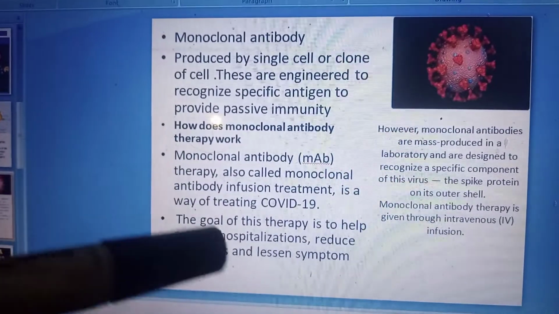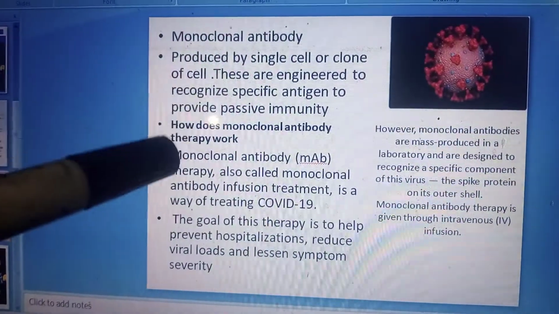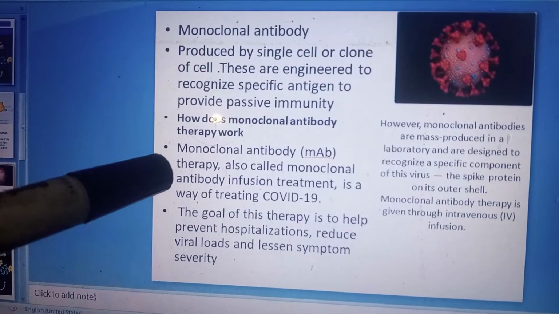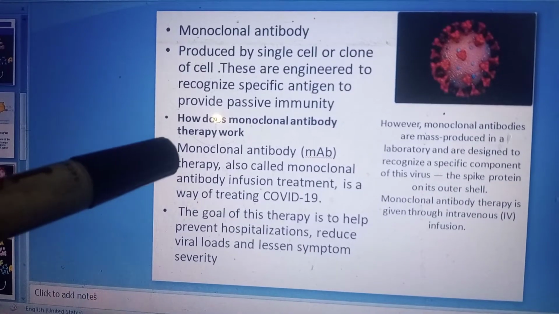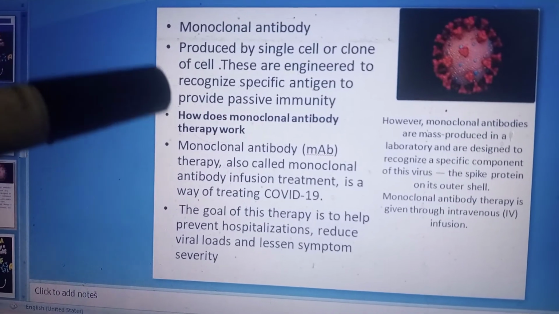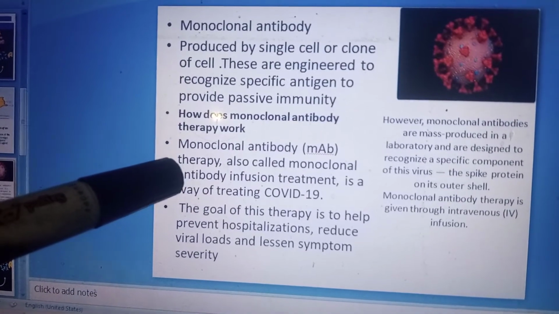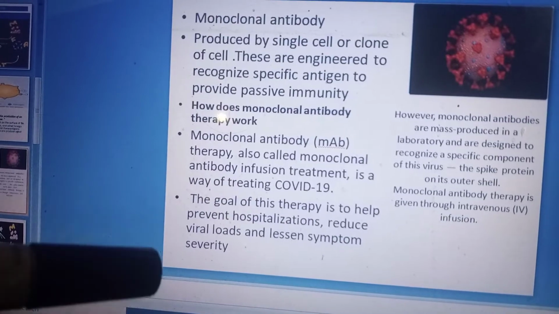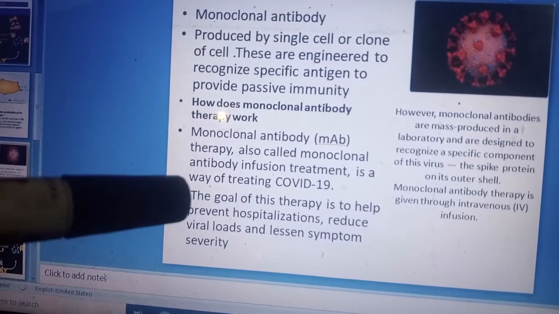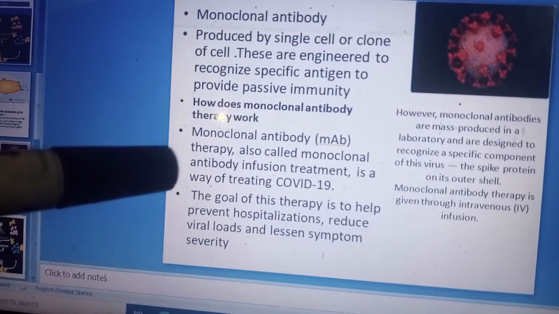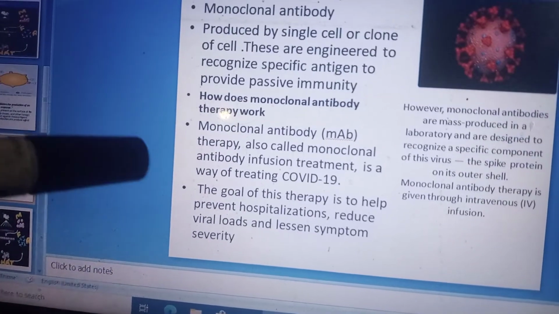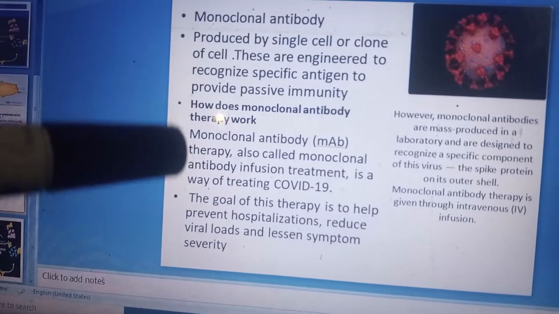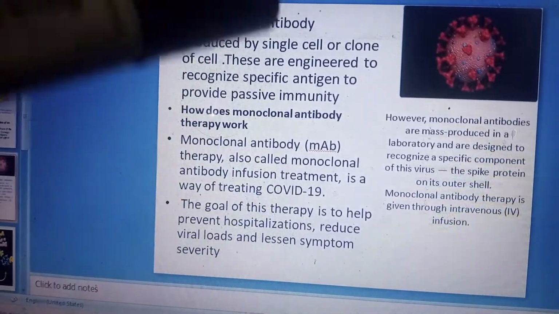Now, how does monoclonal antibody therapy work? Monoclonal antibody therapy is also called monoclonal antibody infusion treatment. It works best in treating COVID-19 coronavirus. The goal of this therapy is to prevent hospitalization, reduce viral load and lessen symptom severity. Now the question arises, what does it mean?